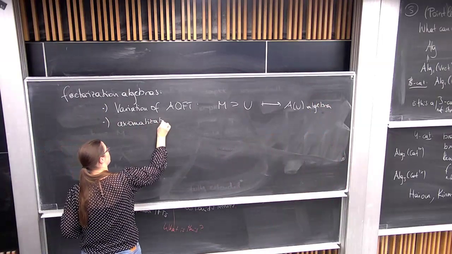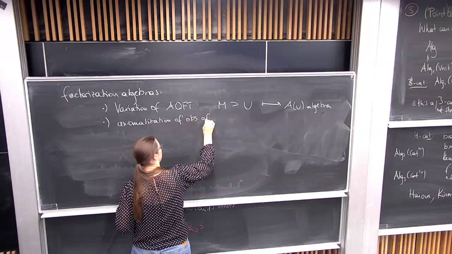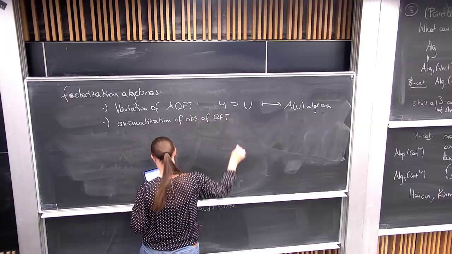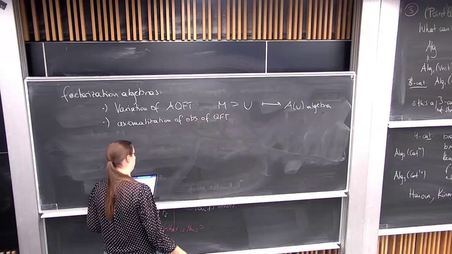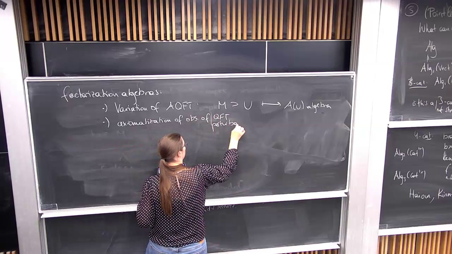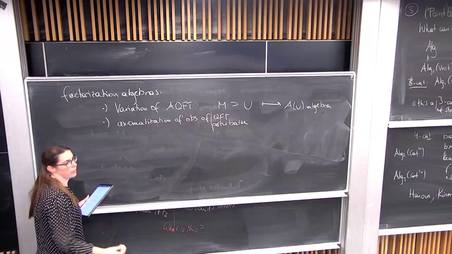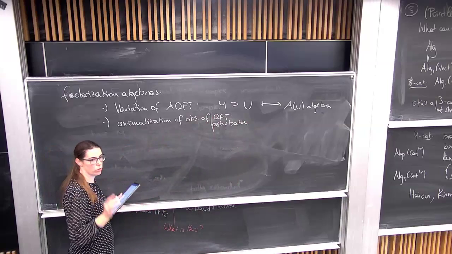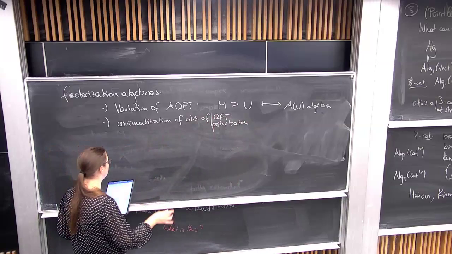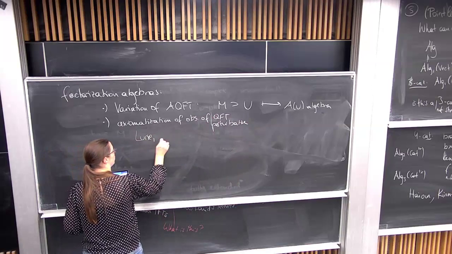Axiomatization, observables of a QFT, and perturbative, I should say. And the version that I will tell you about, and I mean, this goes back to ideas by Beilinson and Drinfeld and many, many others, but the version I will tell you about is due to Jacob Lurie and Costello-Gwilliam.